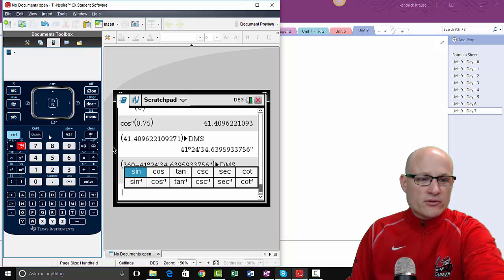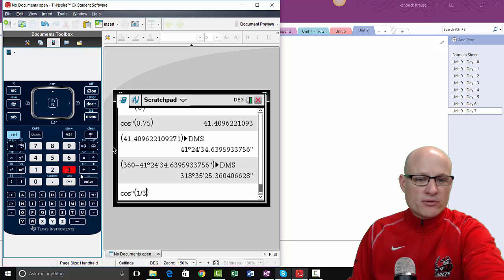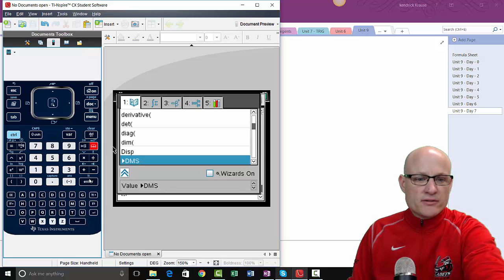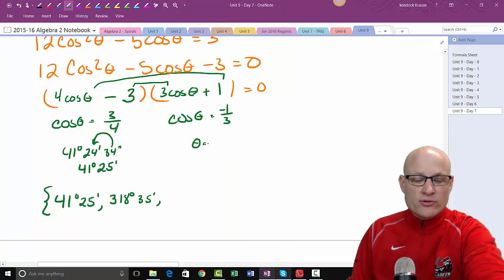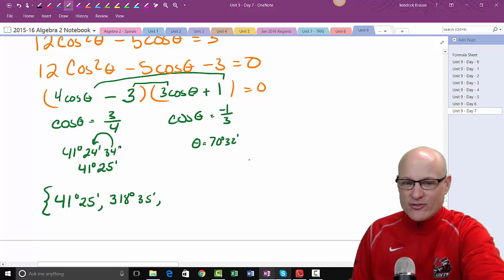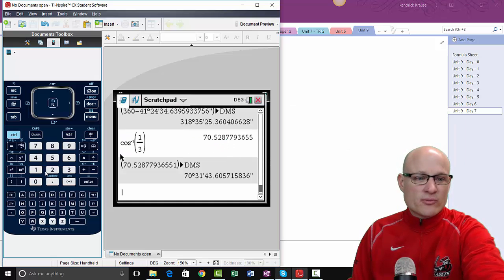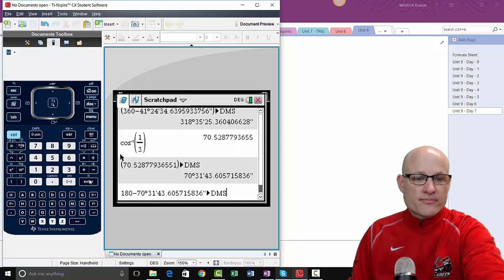So we're going to do inverse cosine of 1 divided by 3. DMS it. And I get 70 point. Now 4/3 is going to round it. So 70 degrees, 32 minutes. Theta is equal to 70 degrees, 32 minutes. Now, I don't want to keep that one because it's negative. So I want, negative is in the 2nd quadrant. So I'm going to take 180 and I'm going to subtract off this and DMS it.